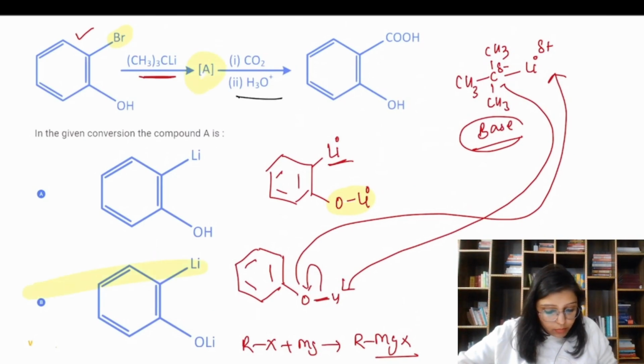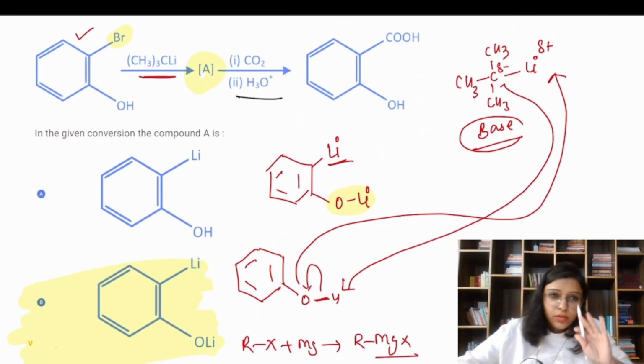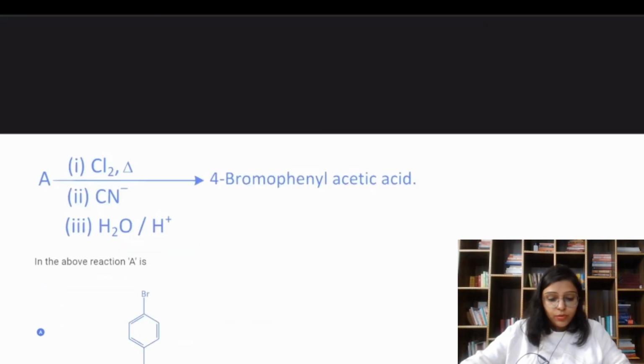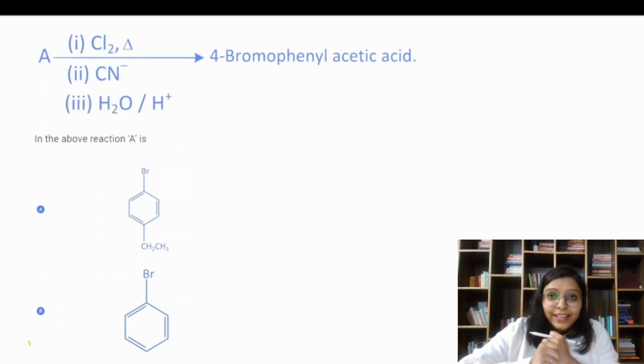Okay. So the question says what is A? So A is going to be B. So this is similar to the Grignard reagent, right? That's it. Now, the last question for today's class is this.